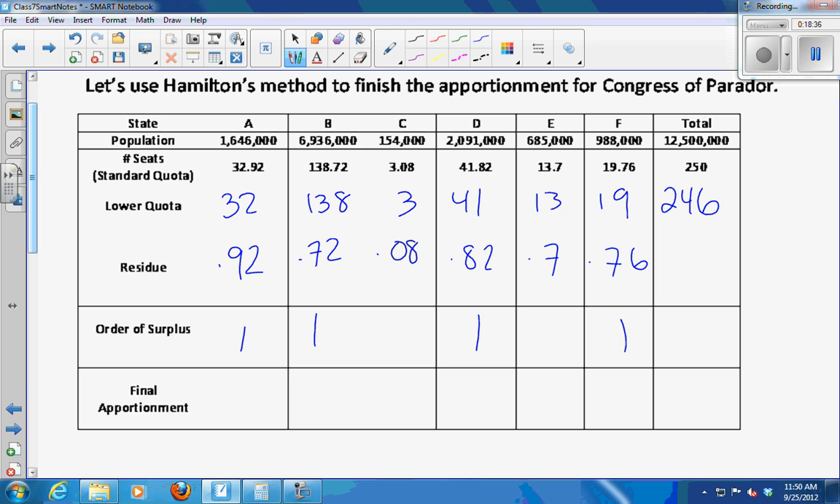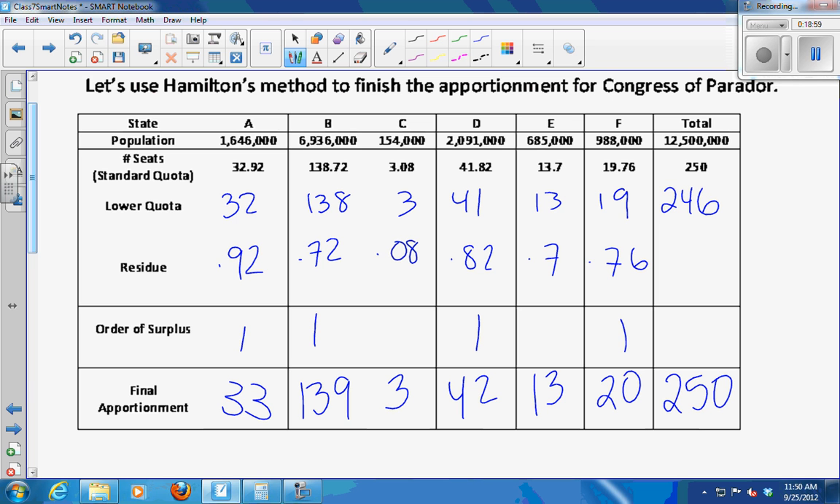So the final apportionment, State A is going to get their lower quota 32 plus an extra seat, so they get 33. Then we have 139, 42. This State C didn't get an extra. They just get their lower quota of 3. 13 and 20. That gives me my 250 seats.